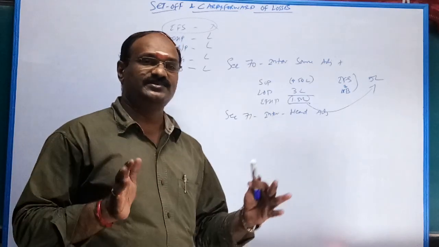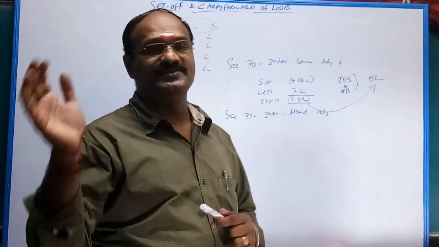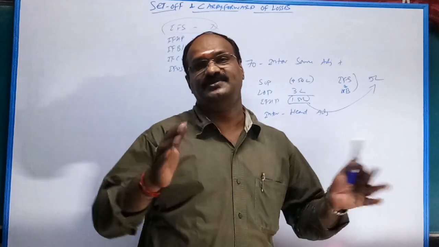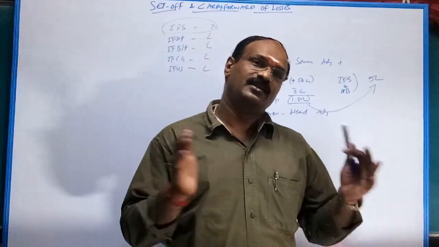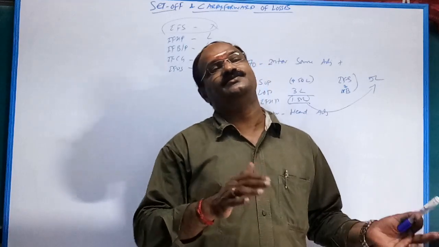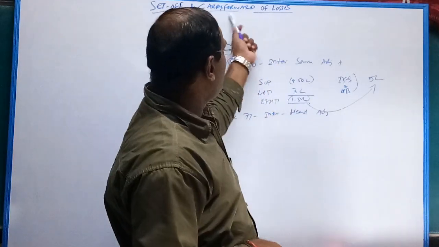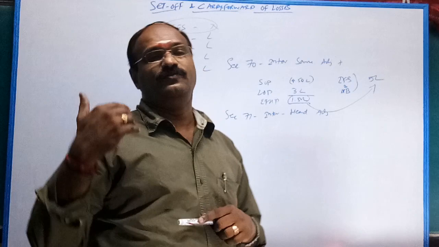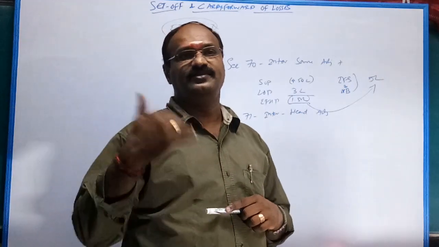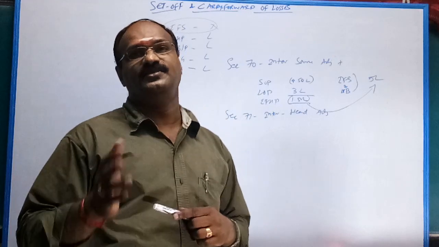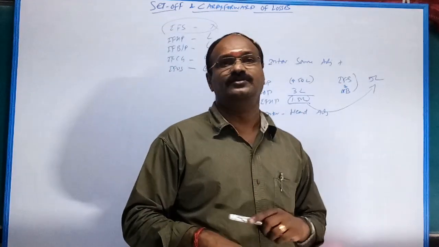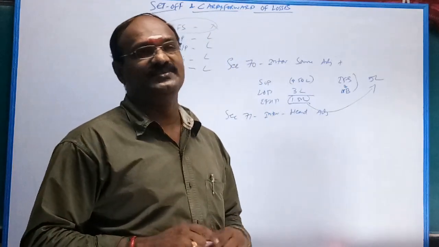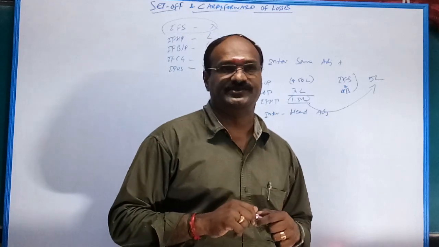Clear? What is inter-source? The loss of house property can be set off against house property income. What is inter-head adjustment? It is nothing but the loss of one head being set off against another head. What is carry forward? Very simple. If you are unable to set off, either under the same head or any head, the loss can be carried forward to subsequent years and set off against the same head of income. We'll discuss this. This is set off and carry forward of losses.